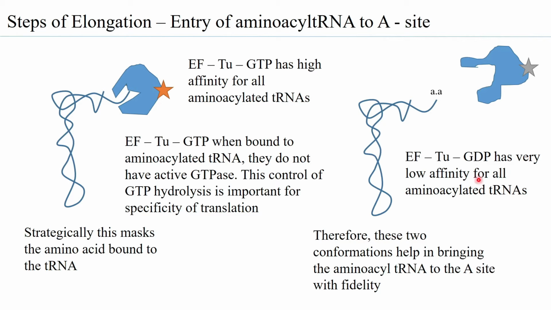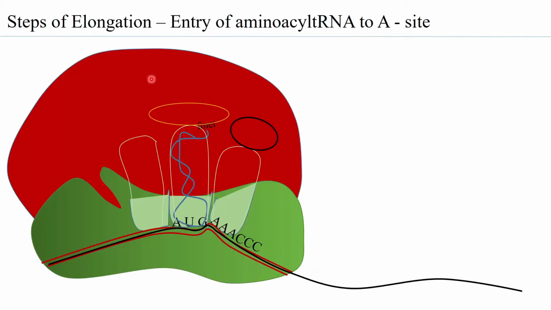Therefore, both these conformations together contribute to the fact that the amino acyl tRNA is brought to the A site. But not just brought to the A site, it also helps the ribosome ensure that a correct amino acyl tRNA is present on the A site. So the fidelity of the mechanism is maintained also thanks to EF-GTP, and we will see that in a while. So going back to where we were: the A site is free, the E site is free, and the P site is occupied by the initiator tRNA with the fMet present.